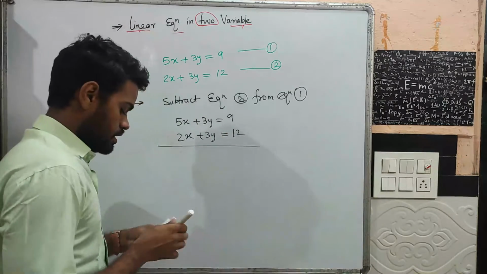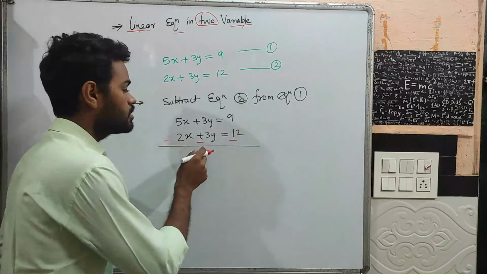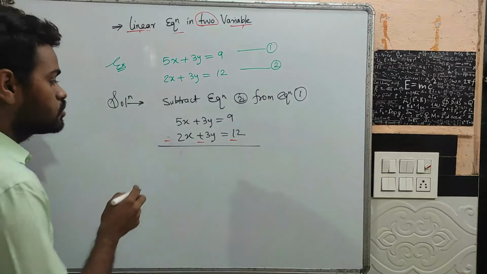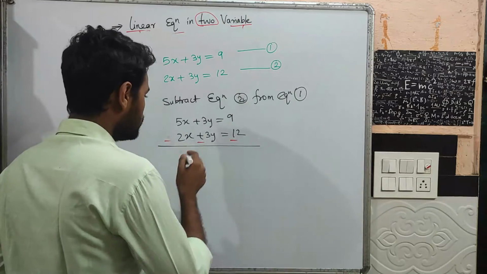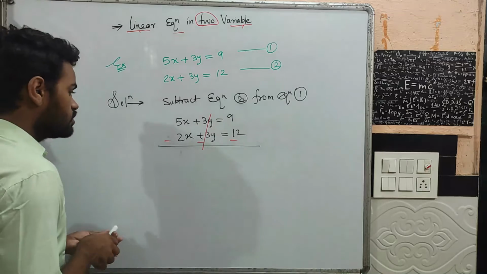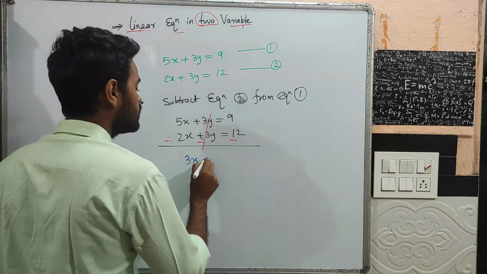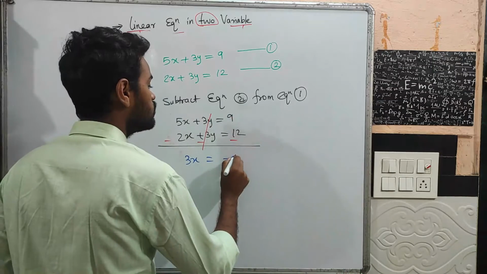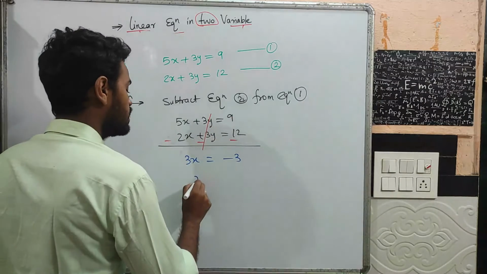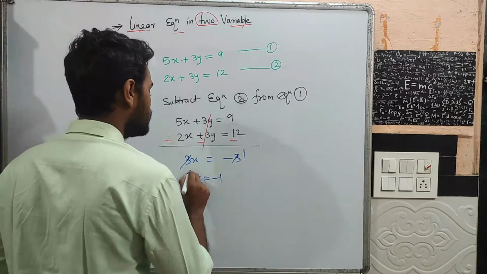Now if we subtract, the sign will change, plus will be minus and minus will be plus. So 3y and 3y will delete each other. The result will be 5x minus 2x, which is 3x, and 9 minus 12 is minus 3. So 3x equal to minus 3, and 3 goes out, so x equal to minus 1.